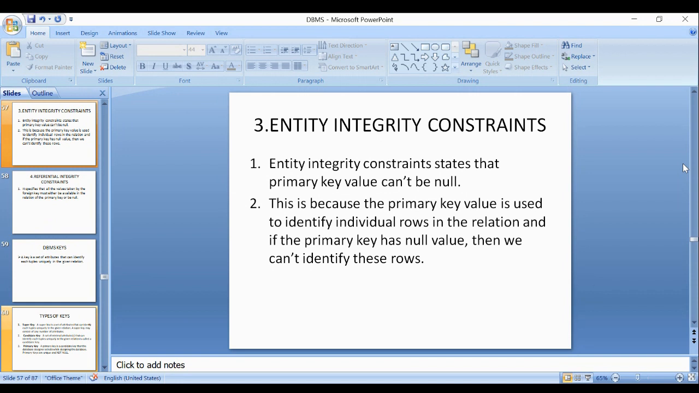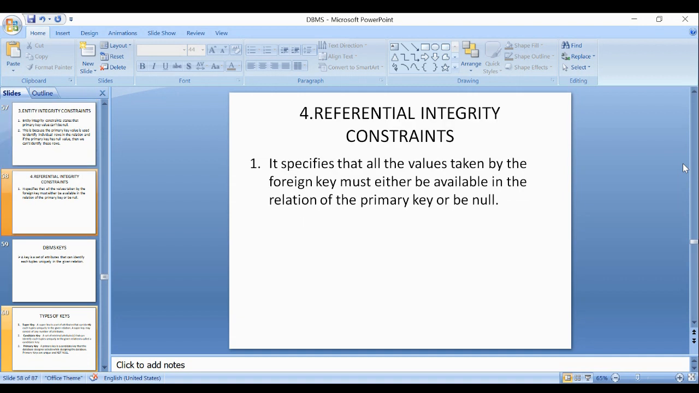Now coming to the third one, that is entity integrity constraint. Entity integrity constraint states that primary key value can't be null. This is because the primary key value is used to identify individual rows in the relation, and if the primary key has a null value, then we can't identify these rows. Now coming to the last one, that is referential integrity constraint. It specifies that all the values taken by the foreign key must either be available in the relation of the primary key or be null.